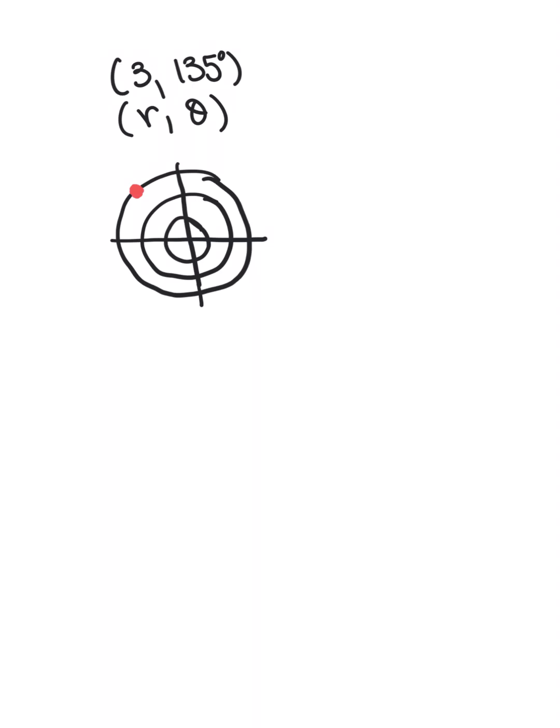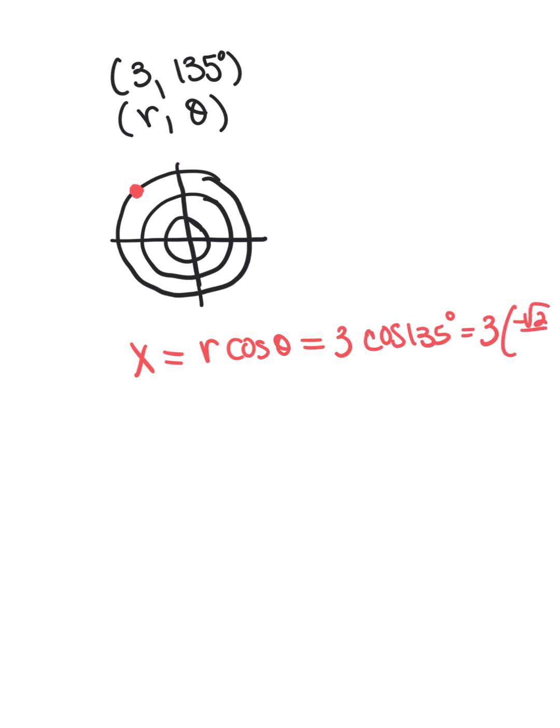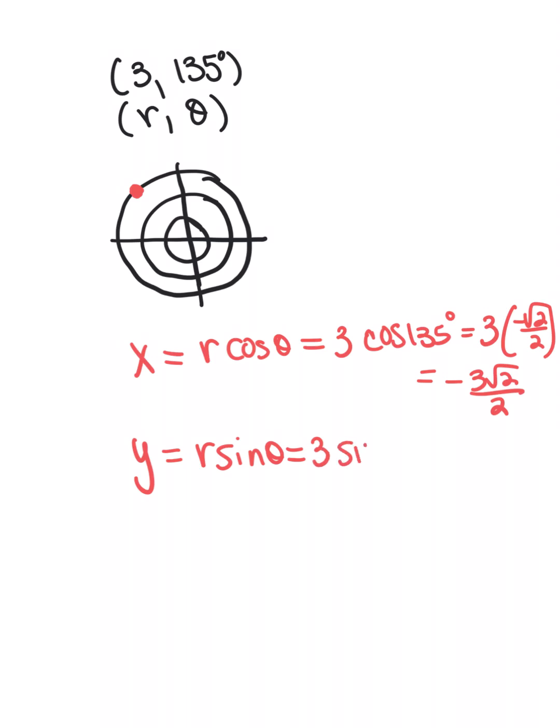We can also find the point by saying x equals r cosine of theta. So 3 cosine of 135. Cosine of 135 is negative square root of 2 over 2. So that's negative 3 square root of 2 over 2. And y is equal to r sine of theta. So 3 sine of 135 degrees, that's in quadrant 2, so sine is positive, which is square root of 2 over 2. So that's 3 square root of 2 over 2. So that's my point, (x, y).